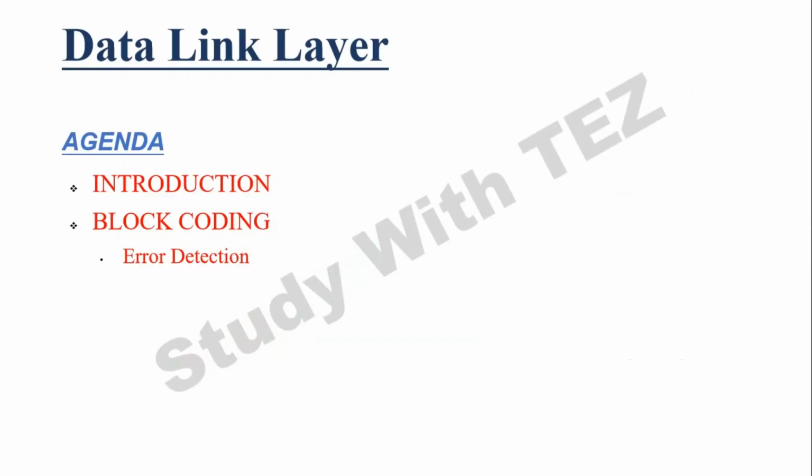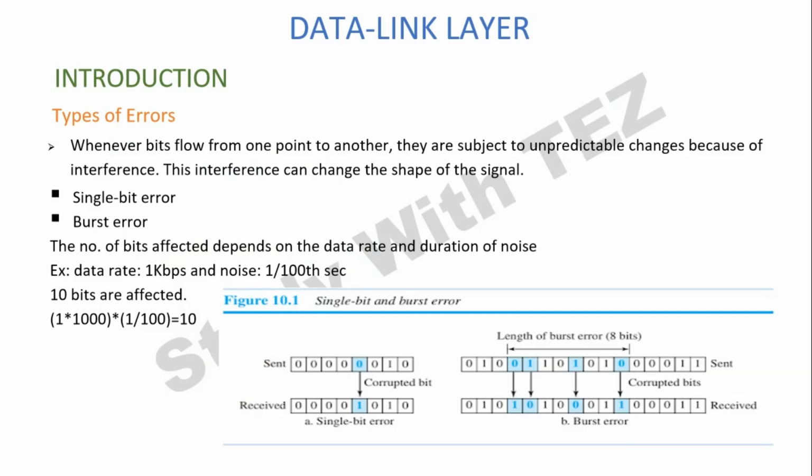Today we shall deal with data link layer, especially the introduction and block coding. In introduction, we would like to know what the types of error are. Whenever bits flow from one point to another, due to signal variations or interference, there might be changes in the signal and hence the data as well. Due to the interference, the shape of the signal will change and the error will be introduced.